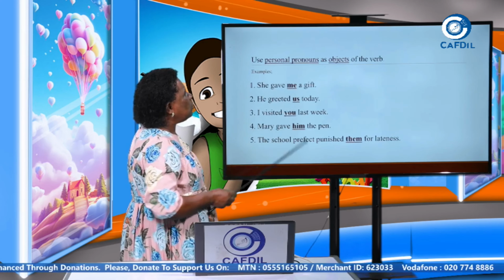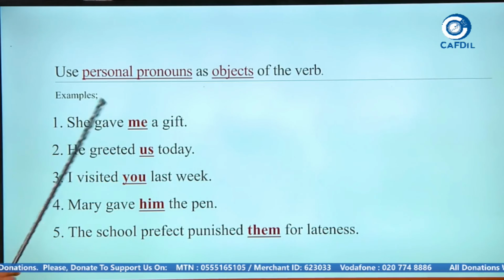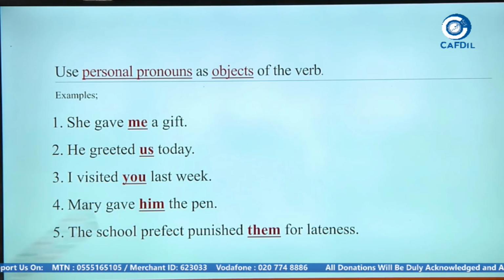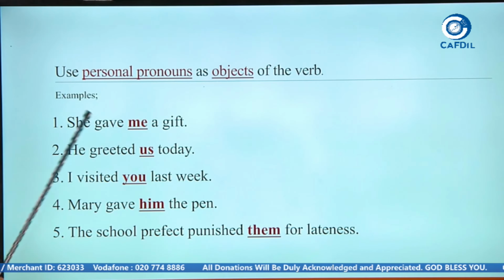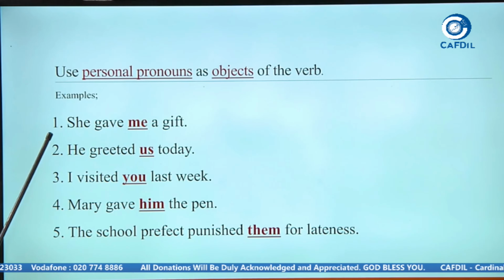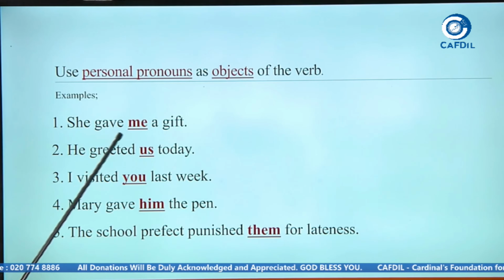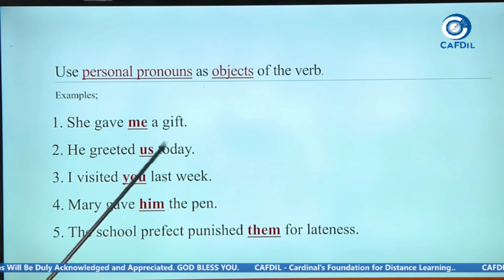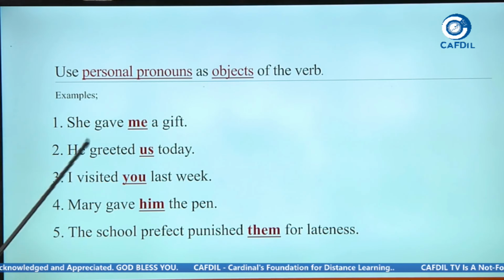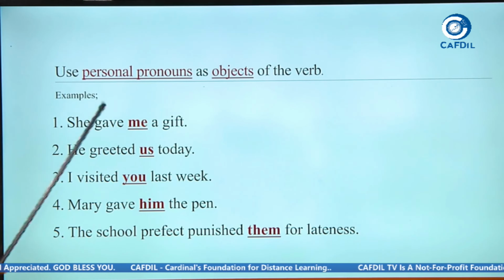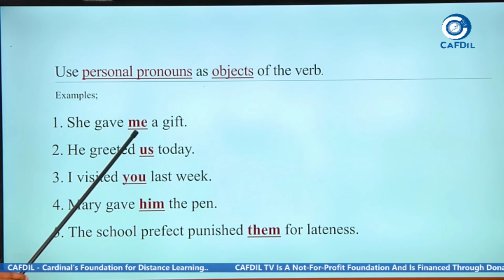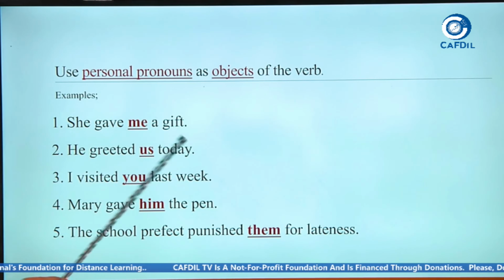Let's see some examples of sentences using personal pronouns as object of the verb. Now we are going to use personal pronouns as object of the verb. For example, 1. She gave me a gift. Here the verb in the sentence is gave, and that comes before me, the object pronoun. She gave me a gift.